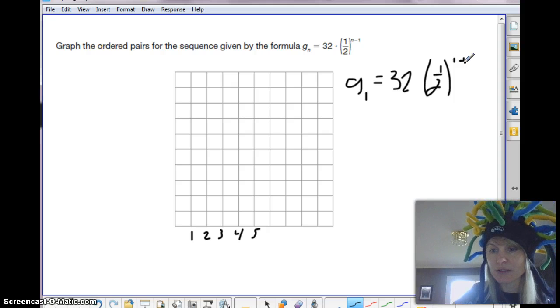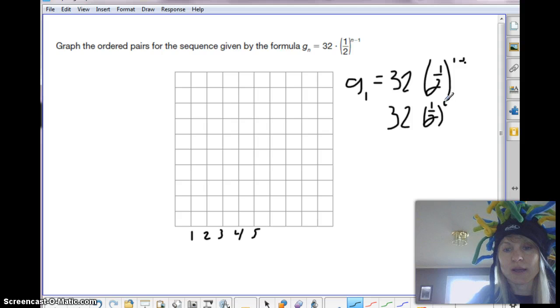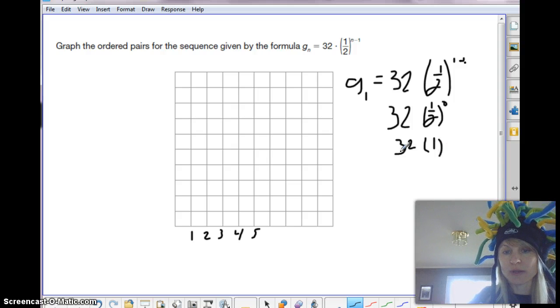Do you guys know what anything to the 0 power is? We've been over this before. We have 32 times 1/2 to the 0 power. Anything to the 0 power is, dun dun dun, 1. So my first term here was 32.